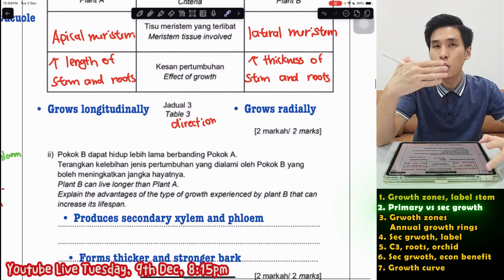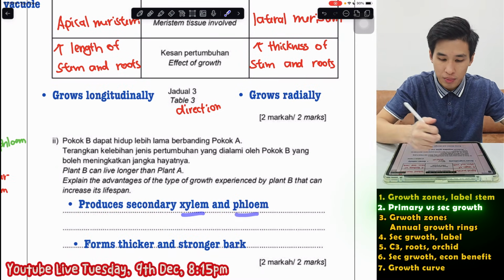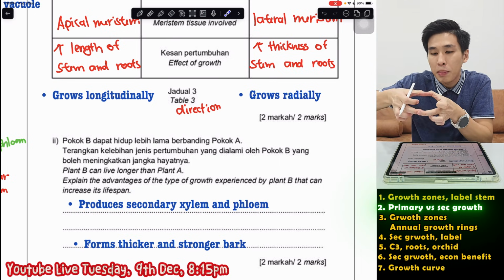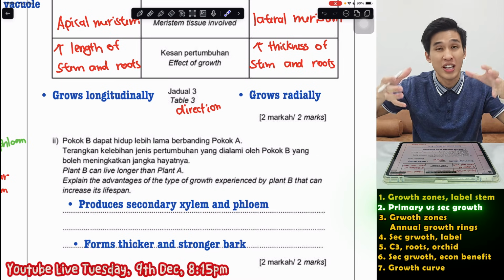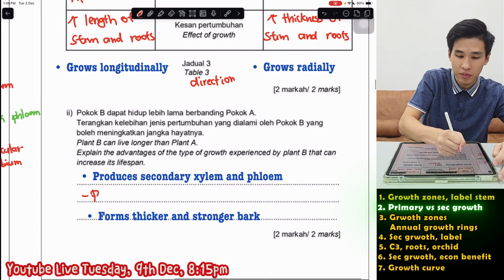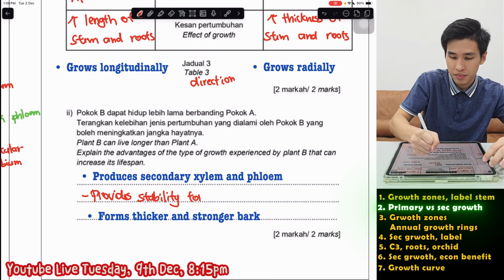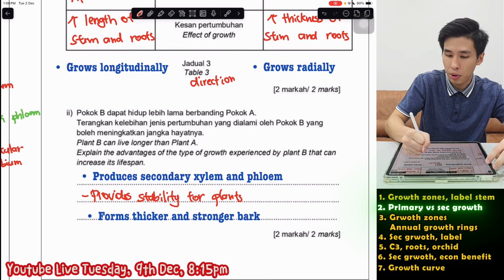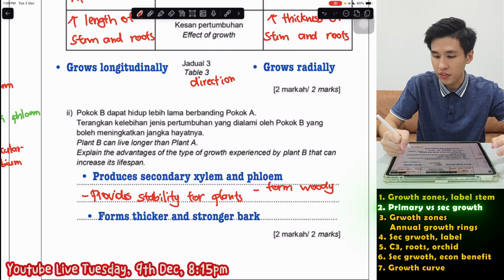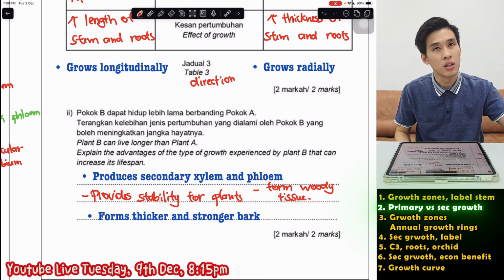Because now plants that undergo secondary growth form secondary tissues, for example the xylem and the phloem. So secondary xylem mainly will have wood, lignin inside. So it doesn't just make the plant thicker; it also makes the plant harder and stronger. So you can say it basically provides stability for plants. I give you one more point here. You also can say it forms woody tissues. So the combination of thicker stem and wood will make it tougher, stronger.